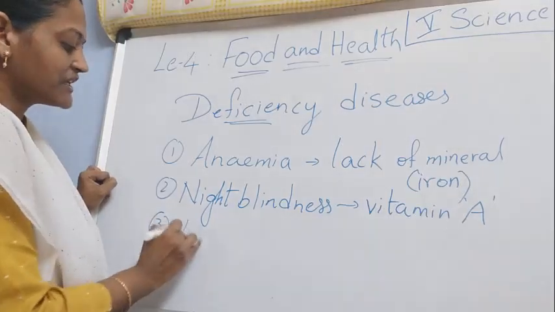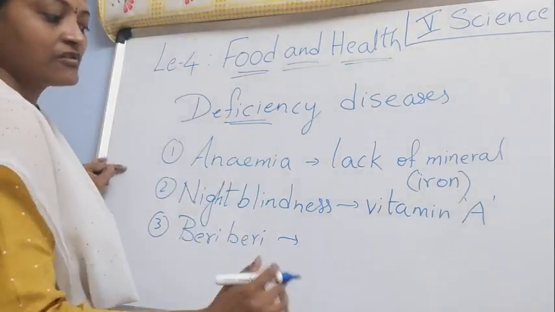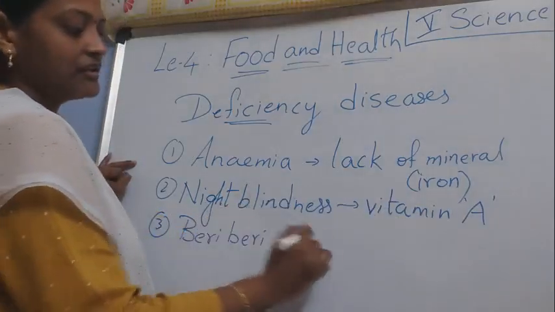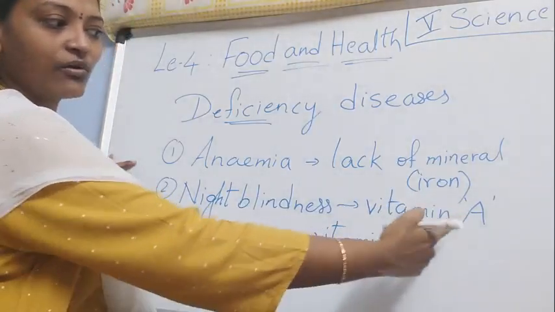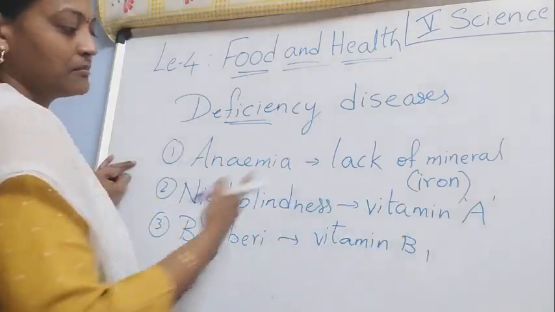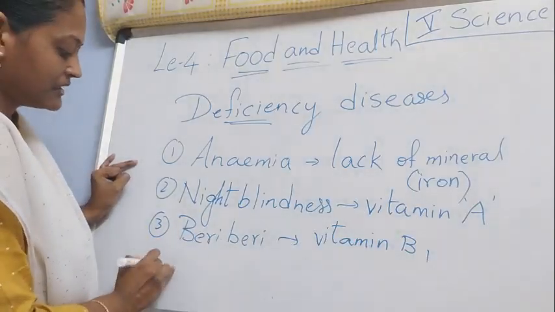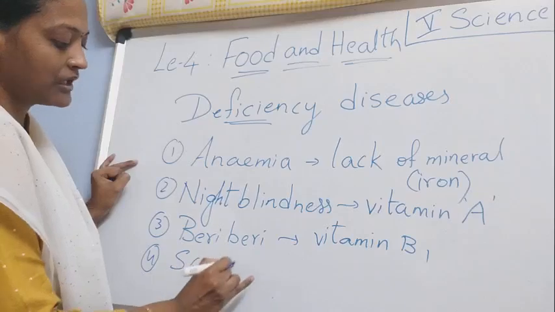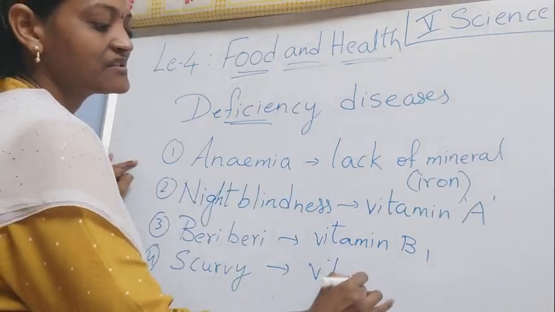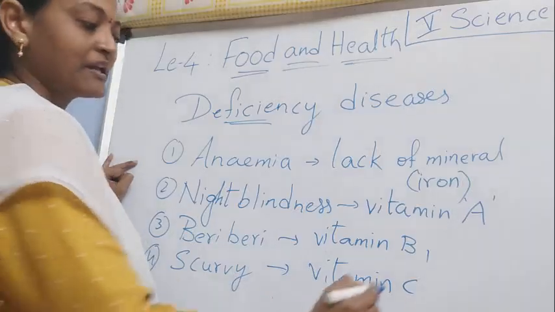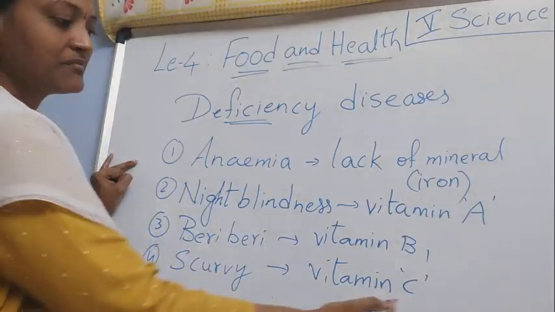Next type of disease is beriberi. This disease is mainly caused due to lack of vitamin B1. Remember, I am writing in order: A, B. So A is night blindness, B is beriberi. Okay, remember B and B, beriberi. Next one is scurvy. This disease is mainly caused due to lack of vitamin C. If the person is not taking vitamin C properly, okay, C. See here A, B, C. Night blindness, beriberi, scurvy. Remember C, scurvy.